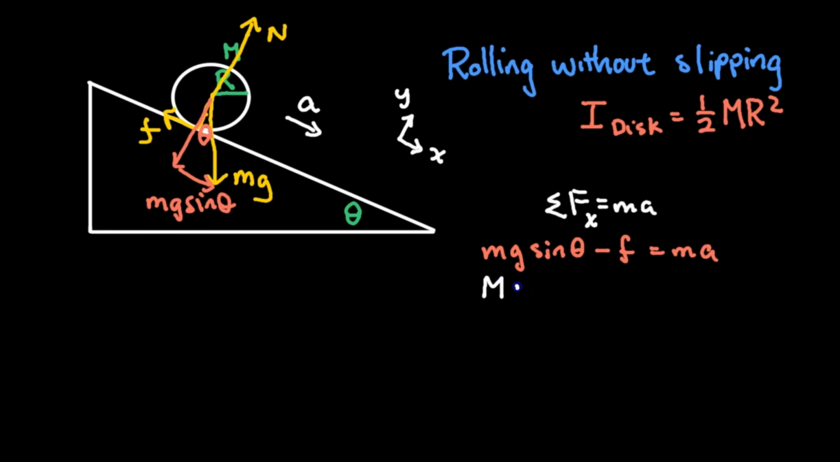We're initially given the mass of the disk as capital M, so I'm going to substitute that in there. So capital M, g sine theta, we're also given theta, minus, we don't know the friction, and this M right here is also the mass of the disk times a, and we're looking for a.